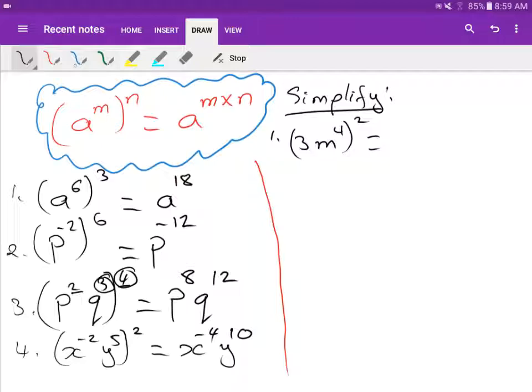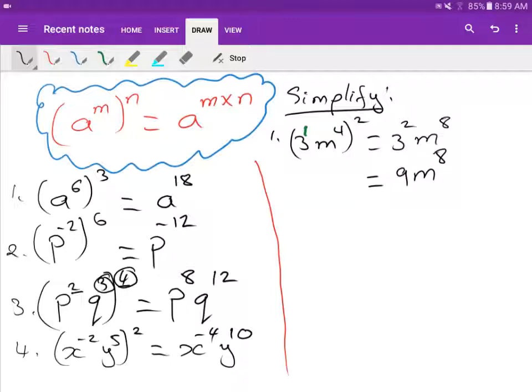Nothing on the power of 3 means it is actually to the power of 1. So you go 2 times 1, same rule applies. 2 times 1 is 2, so 3 to the power of 2. Then m to the 4, so 2 times 4 is 8, so m to the power of 8. Do not forget 3 squared is 9. Again, just calculate if you don't know. So 9m to the power of 8.